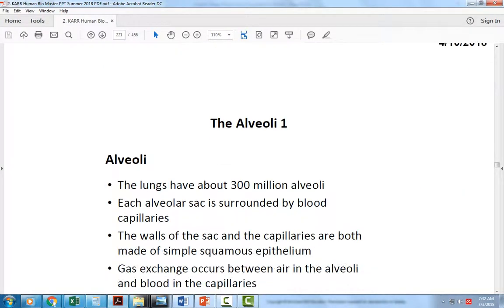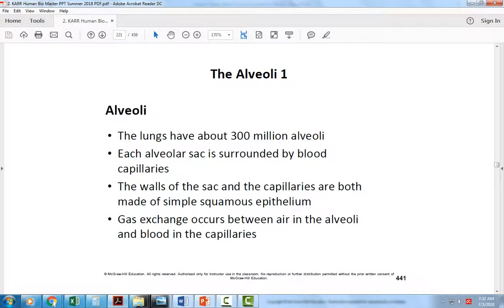So let's talk again about the alveoli. This is where all gas exchange is occurring. Every time someone takes a deep breath, they're inflating these alveoli, and the oxygen diffuses from the alveoli into those capillaries and into the blood. And the carbon dioxide leaves the capillaries, enters the alveoli, and is exhaled with every breath. We have about 300 alveoli in our lungs. And the type of tissue that makes up the alveoli is simple squamous epithelium.